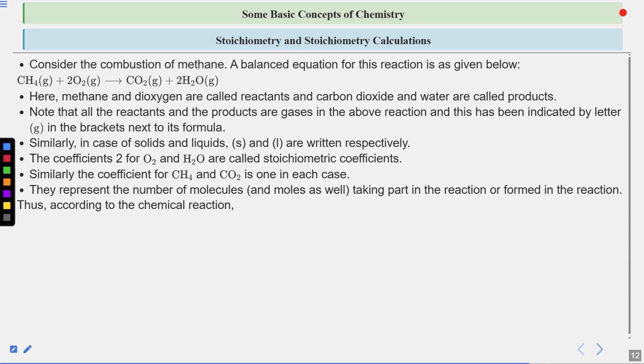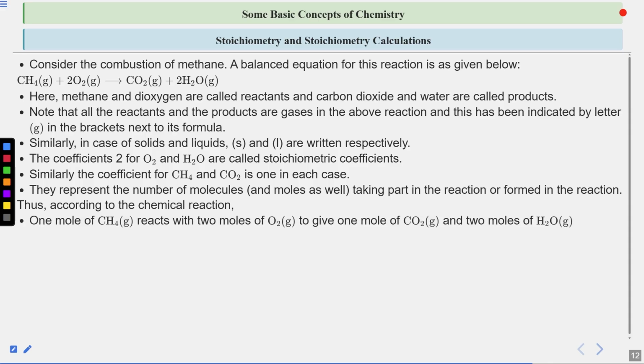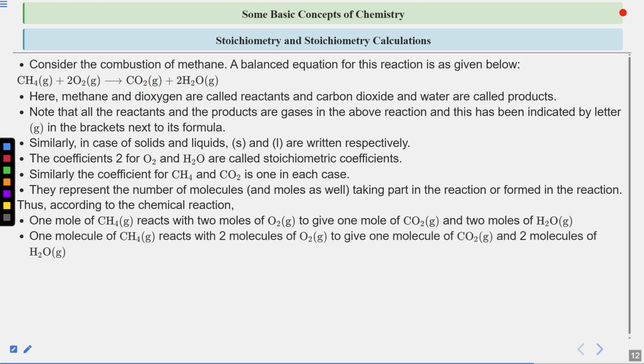If they are doing so, then we can say very clearly that 1 mole of methane is reacting with 2 moles of oxygen to give 1 mole of carbon dioxide and 2 moles of water. We can also say that 1 molecule of methane is reacting with 2 molecules of oxygen, giving us 1 molecule of carbon dioxide and 2 molecules of water. So both these things are clear from the same equation.